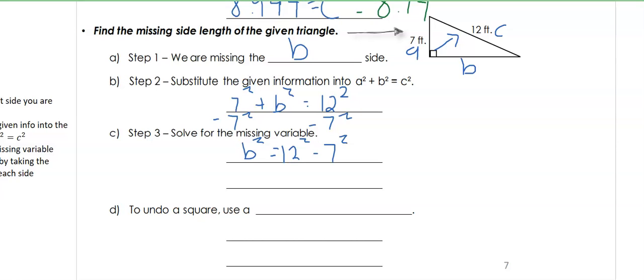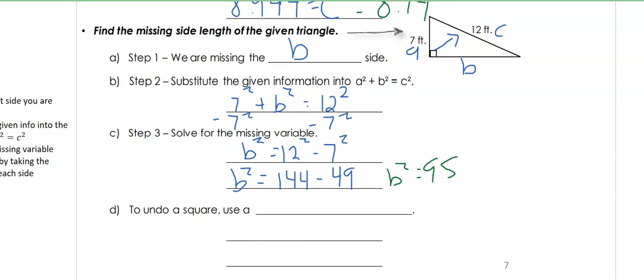12 squared is 144, and 7 squared is 49. So if I rewrote this, I'd have b squared is equal to 144 minus 49, which is 95.